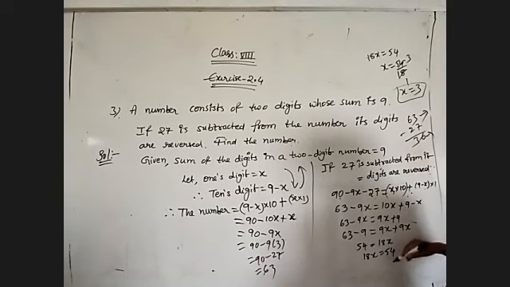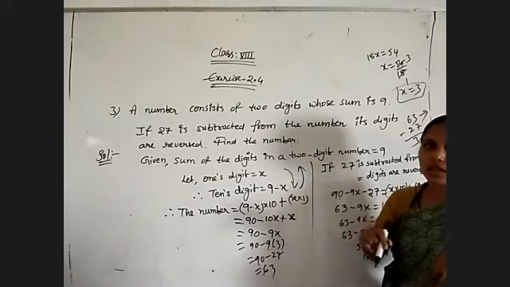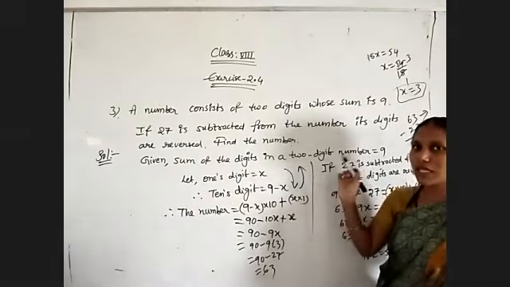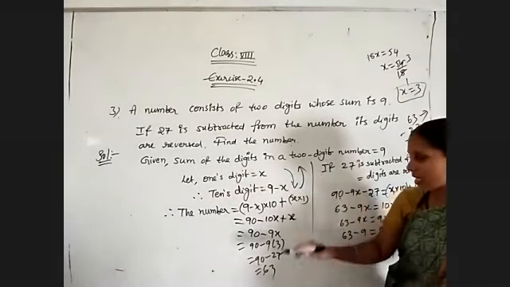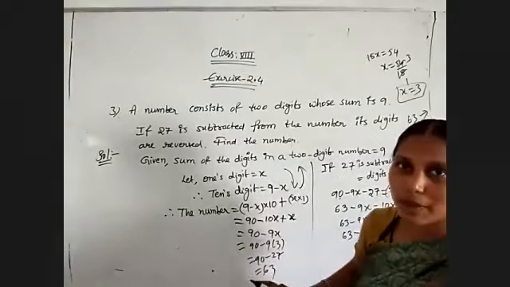So after getting the x value, what is my number? 90 minus 9x. Substitute there. So 90 minus 9 into 3, that is 27. 90 minus 27 is nothing but 63. Okay, so like that we need to simplify by procedure.